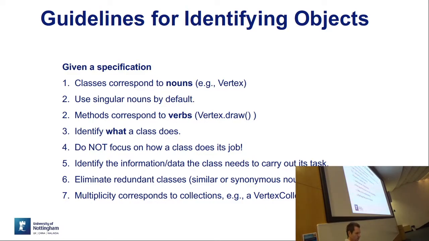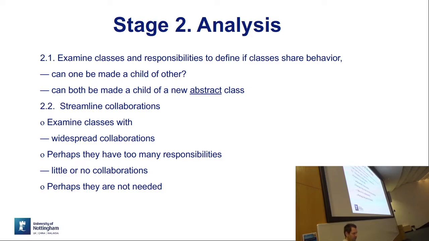Okay, stage 2, analysis. Examine classes and responsibilities to find if classes share behavior. Can one object or class be made a child of another? Can both be made a child of a new abstract class? Streamline collaborations, in other words, make them faster and easier and simpler.